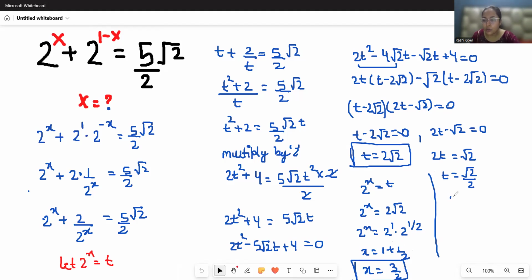Now here 2^x = t. So 2^x = √2 by 2. So 2^x, we can write this as 2^(1/2 - 1). So if we compare, x = 1/2 - 1, which is equal to -1/2. So what are the two values of x? First is 3/2 and second is -1/2.